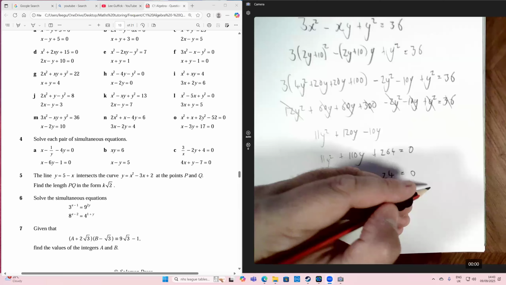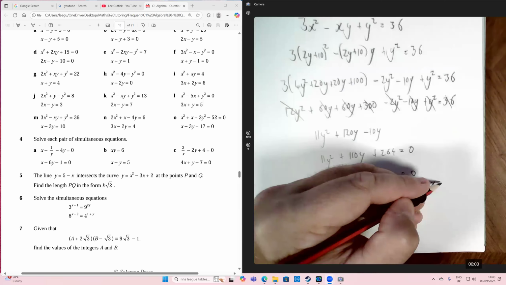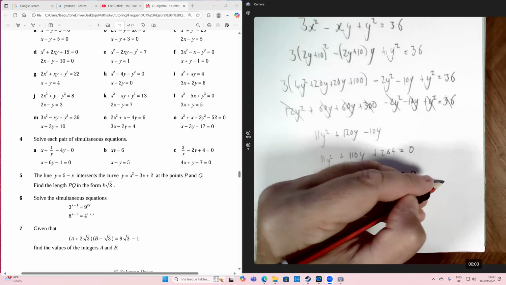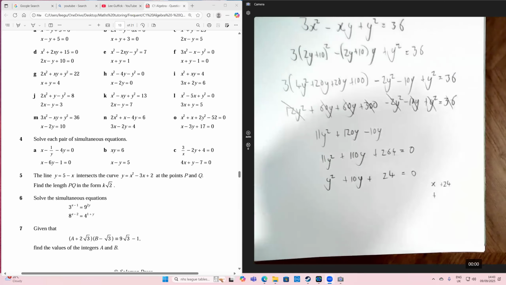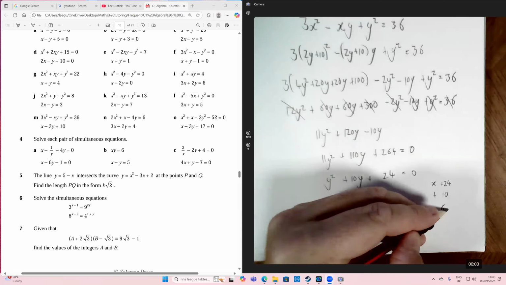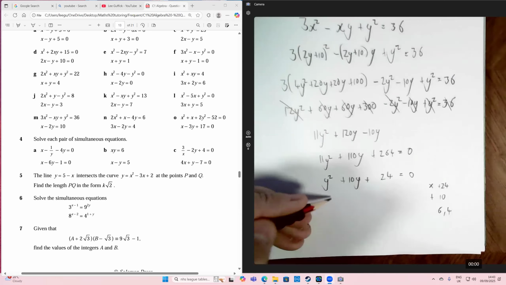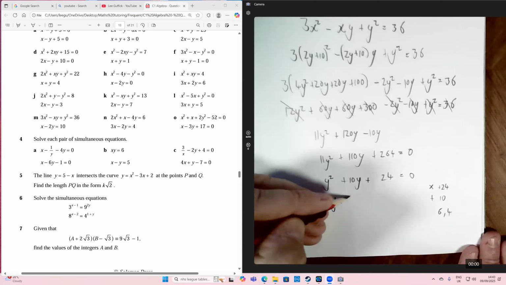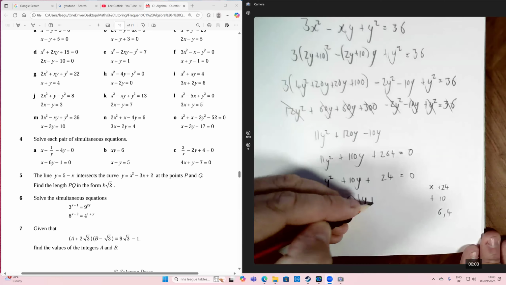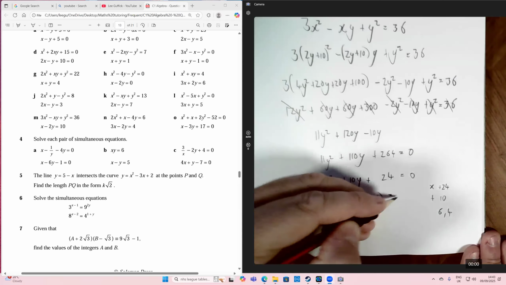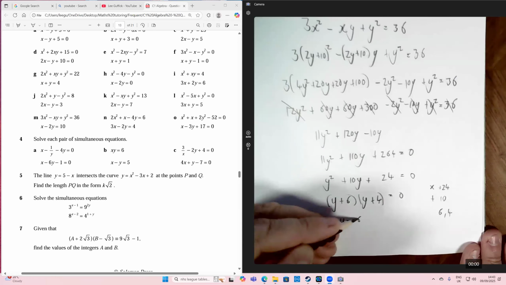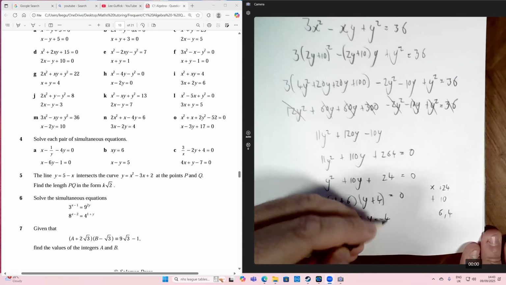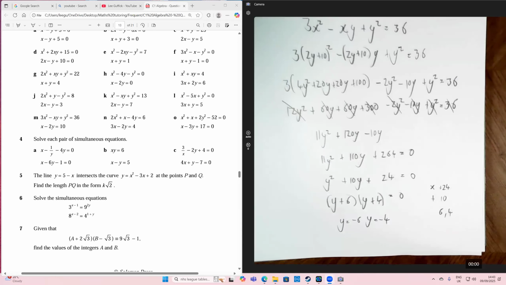So we're going to factorize that in the normal way by asking what two numbers multiply together to make positive 24 and add together to make the 10 in the middle. Okay, so that is going to be 6 and 4. So we're going to split that into y add 6 and y add 4 is equal to 0. So therefore y is equal to -6 and y is equal to -4. Now that's two of our solutions.